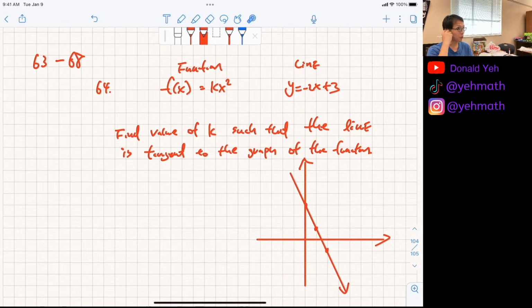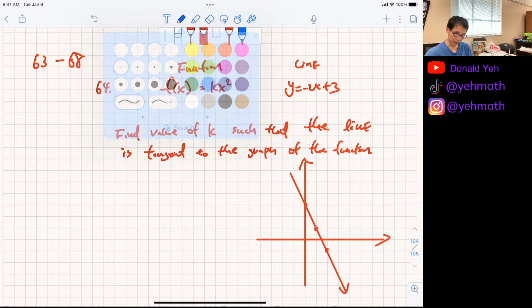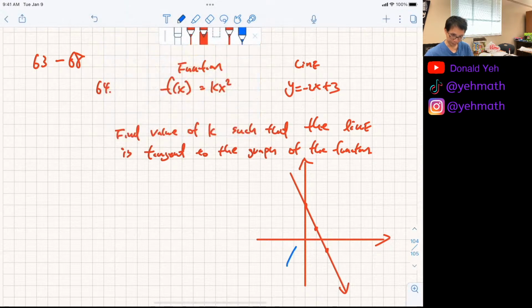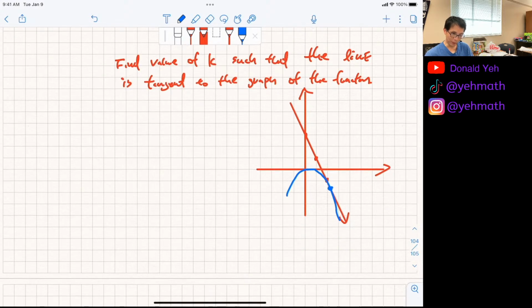So if they're tangent to each other, then there is a k value. The k value has to be some type of value where, if something is tangent to each other, two things happen. One of the following things happens. Slope is equal to each other.